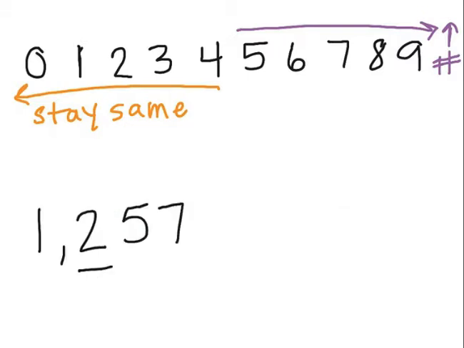Alright, I want you to take this number, 1,257. I want you to write it into your notebook, pause this screencast, and I want you to round 1,257 to the nearest 100.